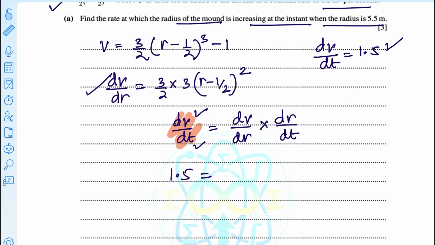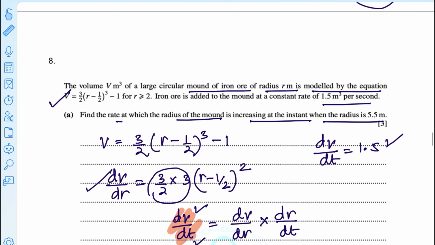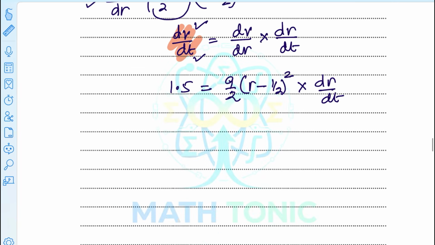We got this here, so we can say this one is 9 over 2, right? That is (r minus 1 over 2) squared, right, times dr over dt. What is the question all about? Find the rate at which the radius is increasing, right? That means dr over dt we need to find out.